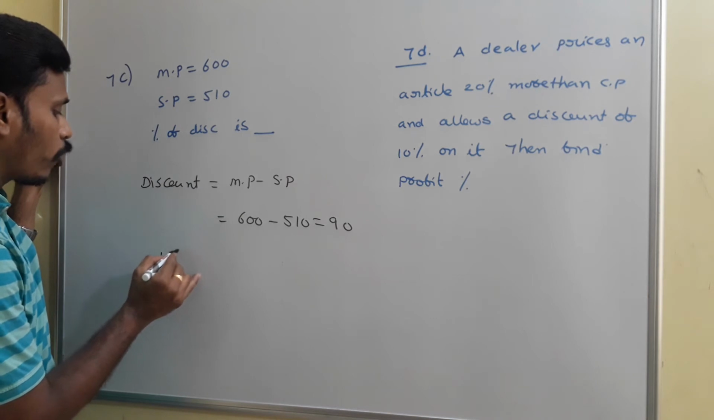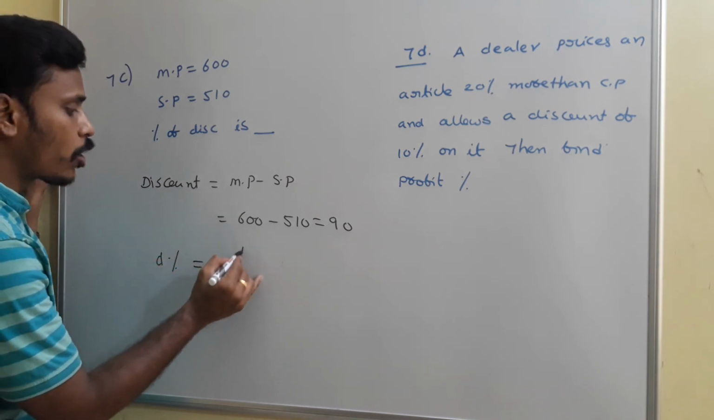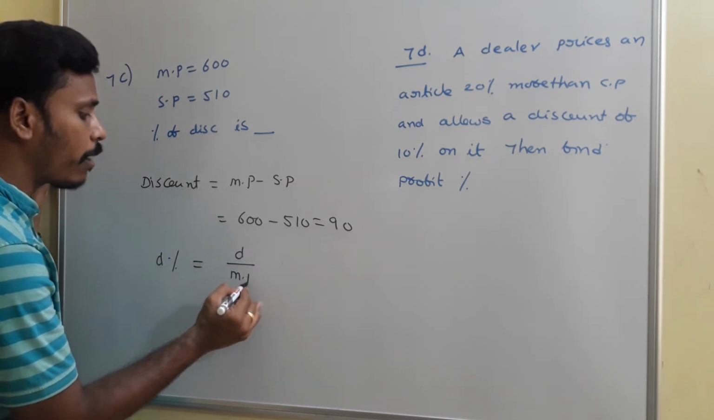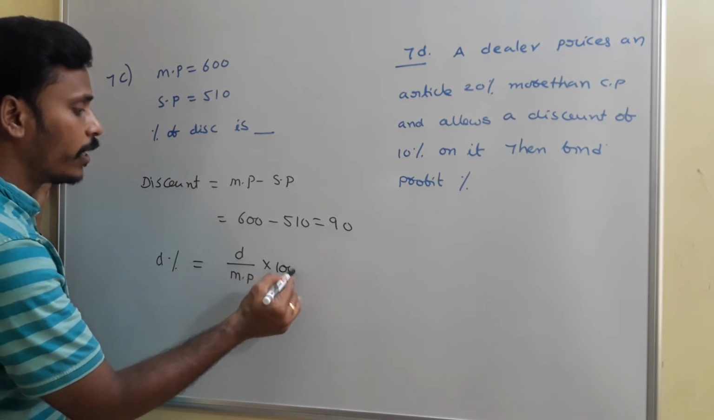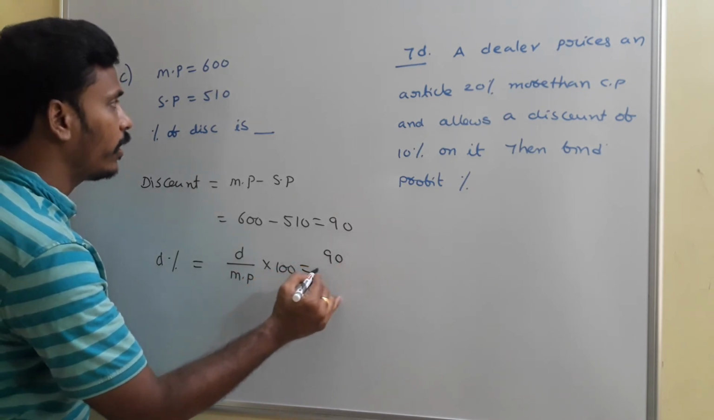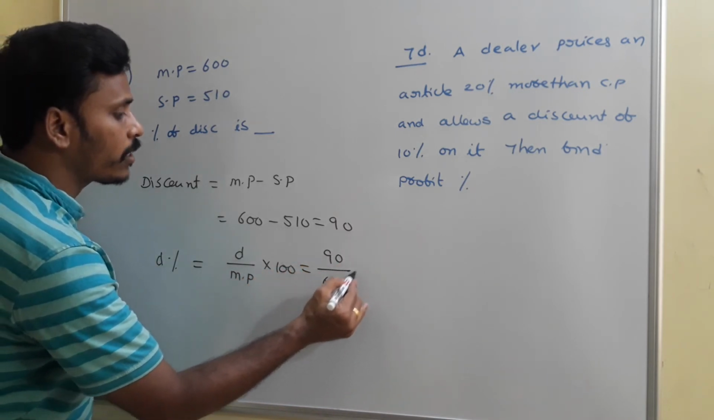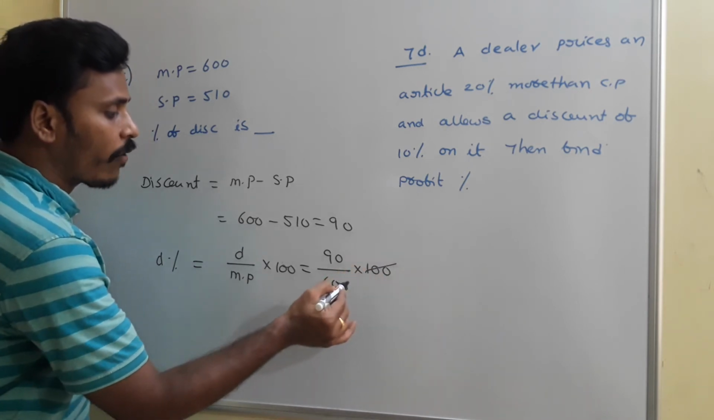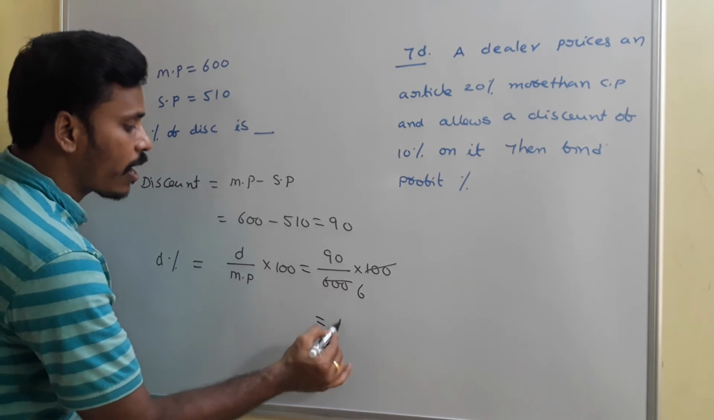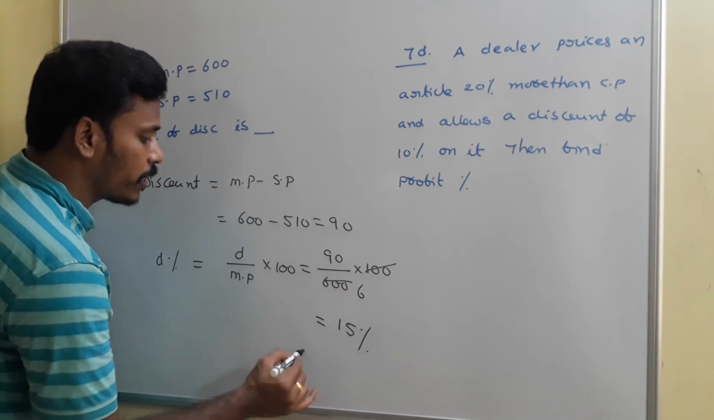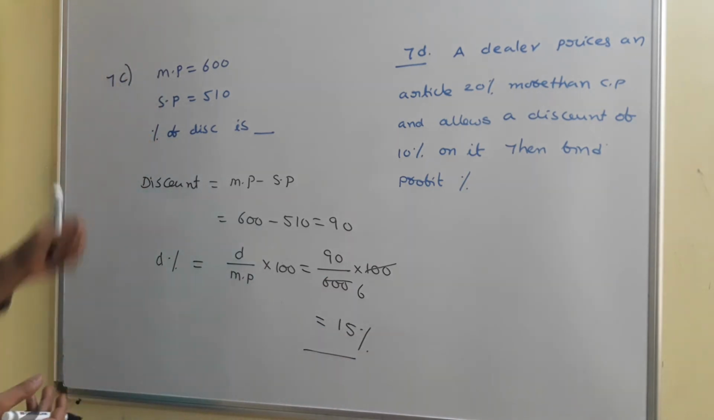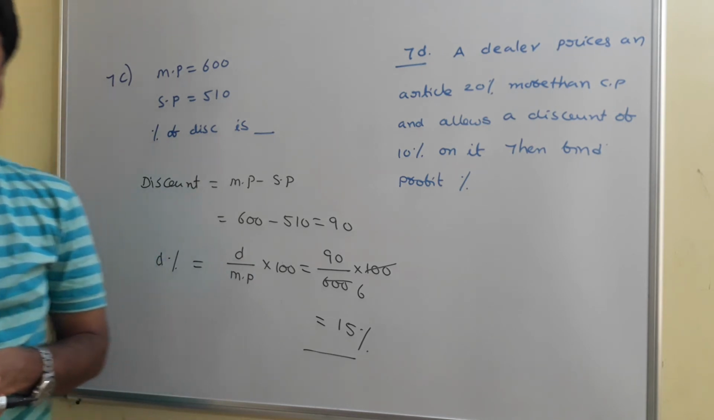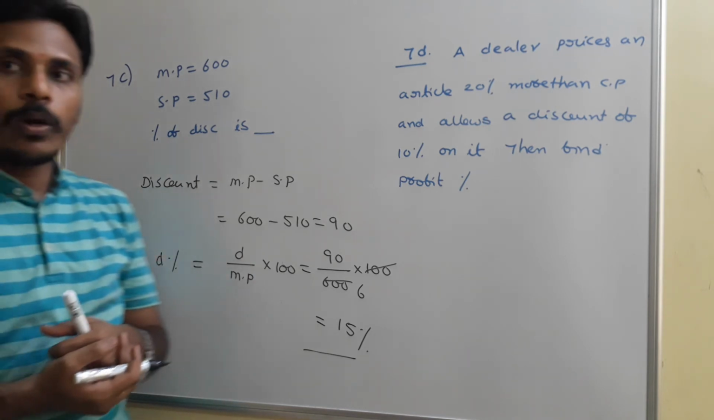Then, to calculate discount percent, it is discount divided by market price into 100. Here the discount is 90 divided by the market price, 600, into 100. We need to simplify. Six 100s are 600, and 90 by 6 is 15, so the discount percent is 15%, and that's 7C.